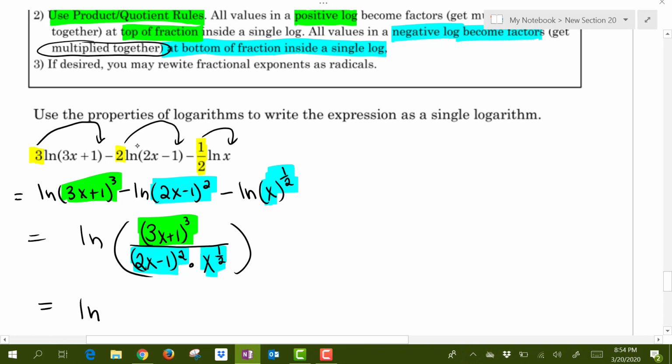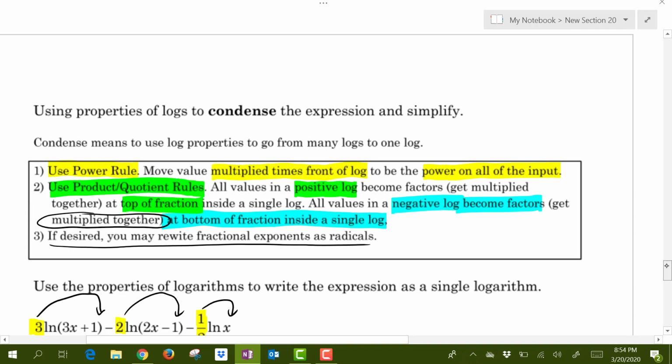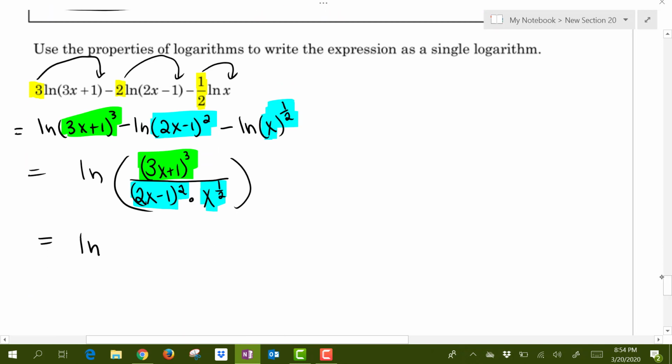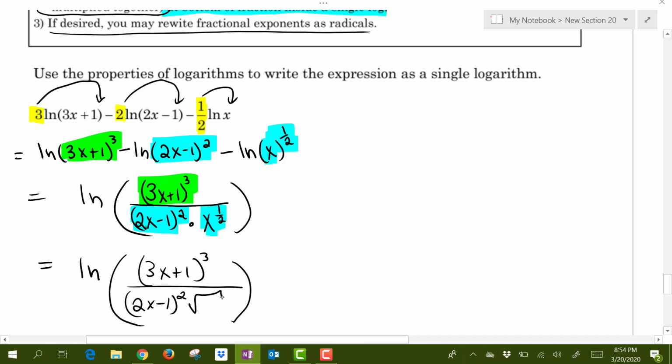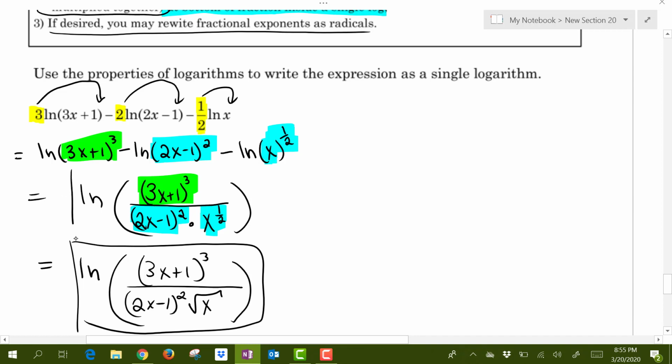Now if you want to, this is optional to me, but if you wanted to, you could go back and convert any fractional exponent back to radicals. So this is optional. I don't require this, but if you have x to the 1/2 power, you could rewrite that as the square root of x. I like this answer, and I also like this answer. Either one of those is perfectly fine to me.